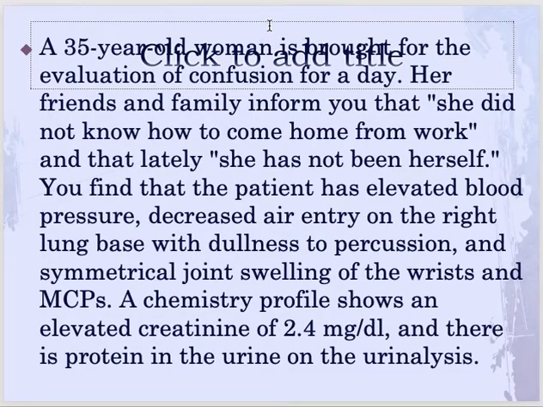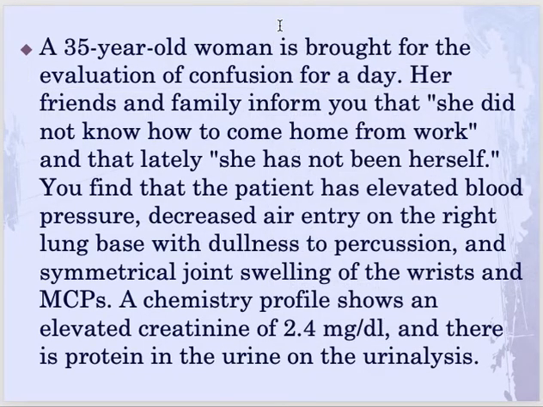Now you can see one more scenario. A 35-year-old woman is brought for the evaluation of confusion for a day. Her friends and family inform you that she did not know how to come home from work and that lately she has not been herself. You found that the patient has elevated blood pressure, decreased air entry on the right lung base with dullness to percussion, and symmetrical joint swelling of the wrist and MCPs. The chemistry profile shows an elevated creatinine of 2.5 milligram per deciliter, and there is protein in the urine on the urine analysis. So this is another case in which there is lung involvement as well as kidney involvement, right? And also some neurological features.